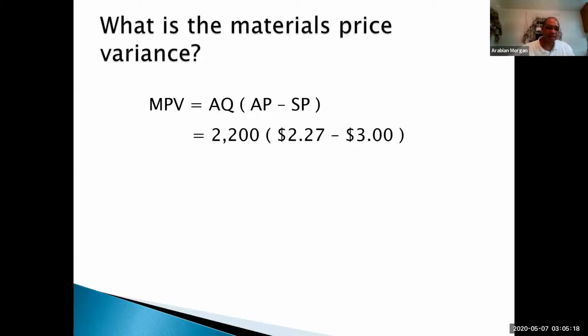And so this calculates to an MPV, a materials price variance of $1,606. I just want to pause here. I'm not done with number one, but I just need to ask, does anyone have any questions how I got this $1,606? I need to make sure you can put this in your calculator and calculate it. Talk to me.